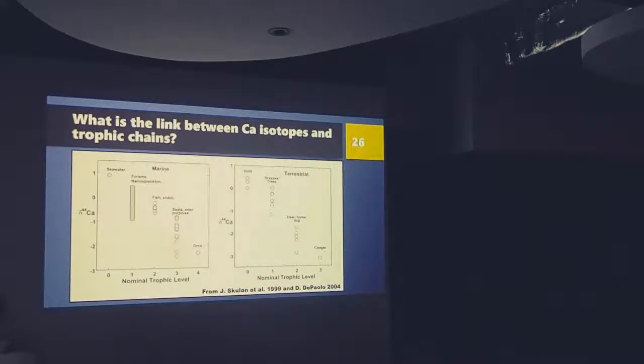You can see here that you progressively decrease the delta calcium from the initial intake of calcium in the environment, so here seawater for marine environments and soil for terrestrial environments. And you decrease the delta calcium from this point to tertiary predators, to tertiary consumers, with herbivores at this point, secondary consumers at this point, and so the top predators that you know.